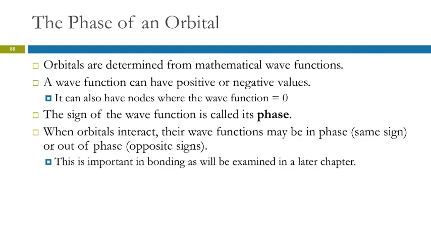Waves, as we saw, can interact with each other. We can have constructive interference and destructive interference. That's what causes those diffraction patterns. So when orbitals interact, the orbitals are waves. They can be in phase with the same size and reinforce each other, or they can be out of phase and kind of cancel each other out. We're going to talk more about this in a later chapter. That's important in bonding, especially valence bond theory.